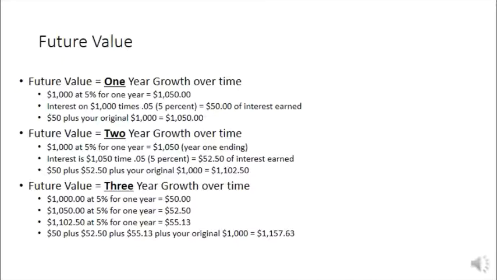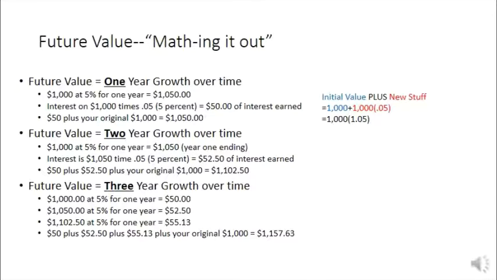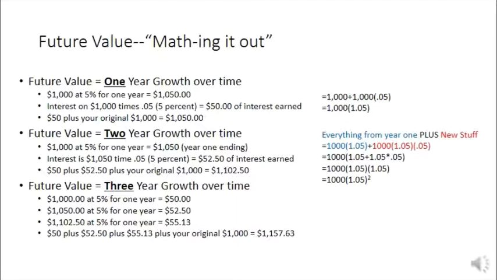Let's take a second to unpack what's going on here. In year 1, we have an initial value plus new stuff, $1,000 plus 5% on that $1,000. In year 2, we have everything we earned in year 1, that's $1,000 plus earned interest on that $1,000, and we have new stuff, which is earned interest on that earned interest. What I have here is some math. It's color-coded so you guys can see what's going on.